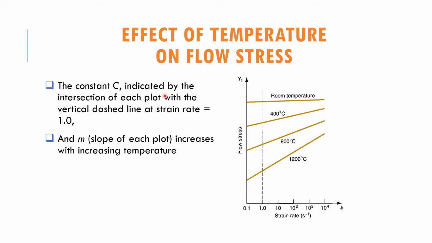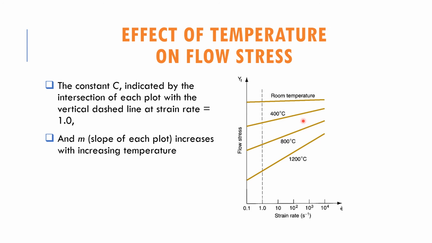So the constant C is actually indicated by the intersection of each plot with the vertical dashed line at strain rate equal to 1. If you can see the value of the graph here, it shows the flow stress at room temperature, at 400 degrees Celsius, 800 degrees Celsius, and 1200 degrees Celsius.